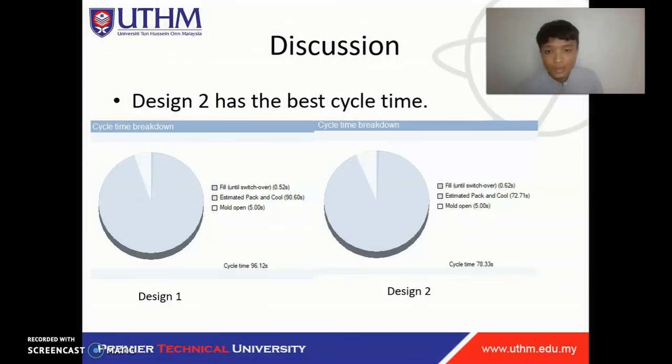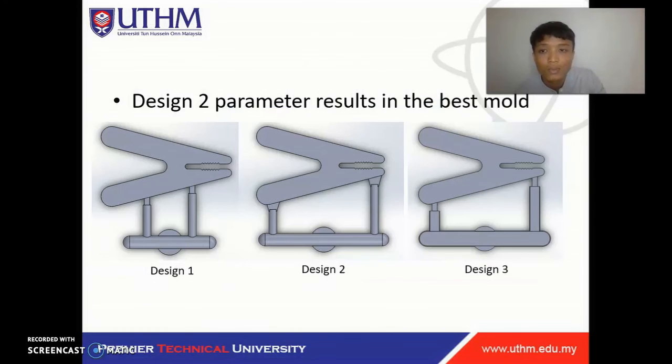So moving on, which design 2 parameter results in the best mold? In this case, we refer to the type of runner and the type of gate. In design 1, we can see that the distance between the two runners is nearer to each other. For design 2, the runners are farther from each other, same as design 3. The difference between design 2 and design 3 is the type of runner.